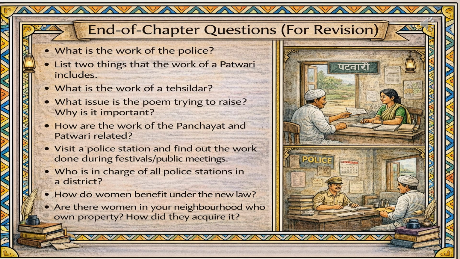Now let us quickly revise this chapter using these questions. The police maintain law and order, register cases, and investigate crimes. A Patwari measures land and maintains land records like the Khasra. A Tahsildar supervises Patwaris, hears land disputes, and collects land revenue. The chapter also shows that public services must work fairly for everyone. The SP is in charge of all police stations in a district. After the 2005 law, sons and daughters both get equal share in property.